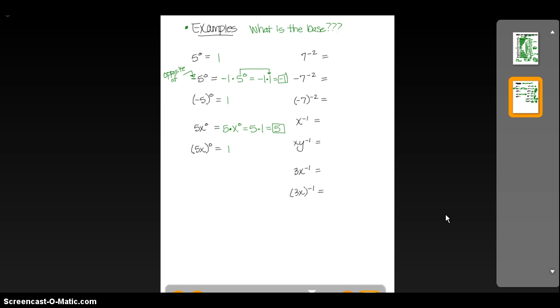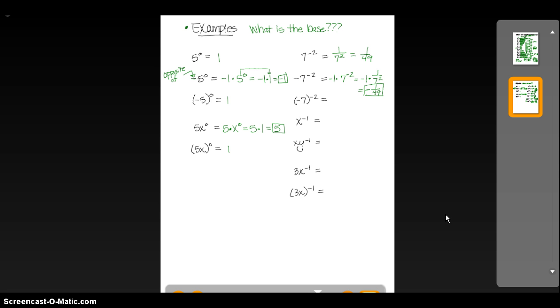All right, let's look at 7 to the negative second power. If we use our reciprocal rule, that's 1 over 7 to the positive second power, which would be 1 over 49. Here, we have negative 7 to the negative second power. Again, that's like a negative 1 being multiplied to 7 to the negative second power. So in this case, my base is 7. So the only thing I'm taking the reciprocal of is 7. So this is negative 1 times 1 over 7 squared, which is going to be negative 1 over 49.